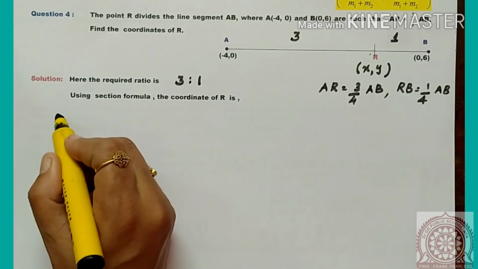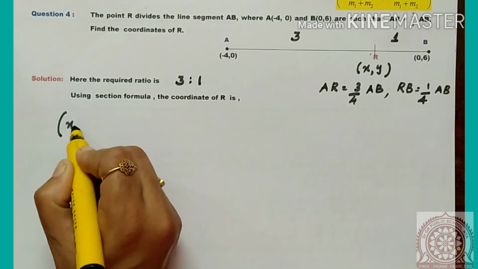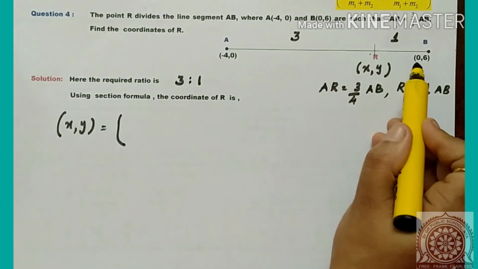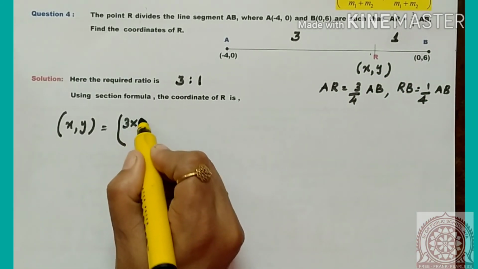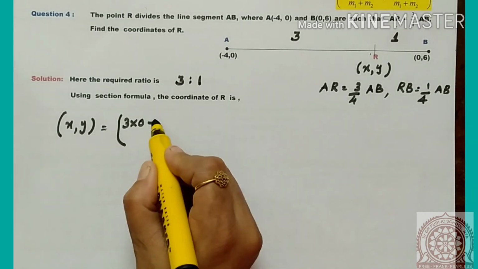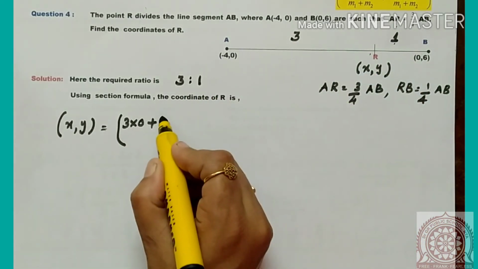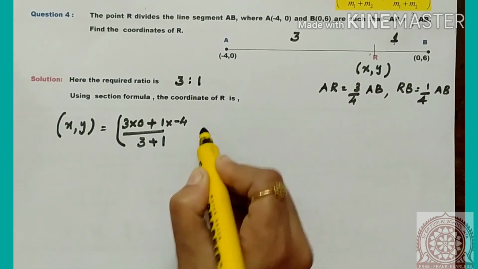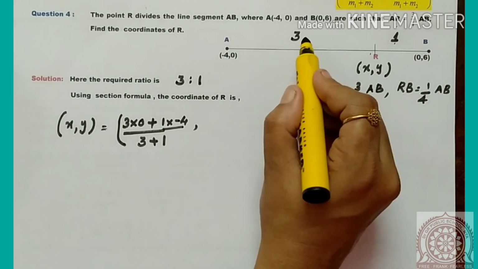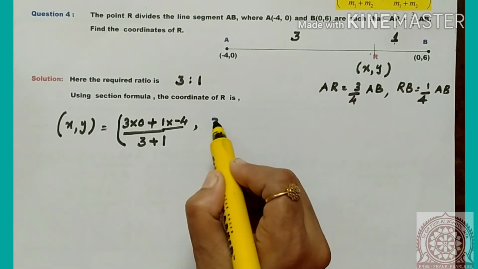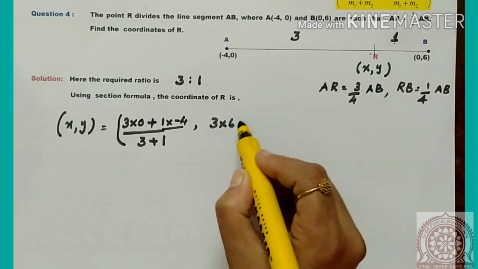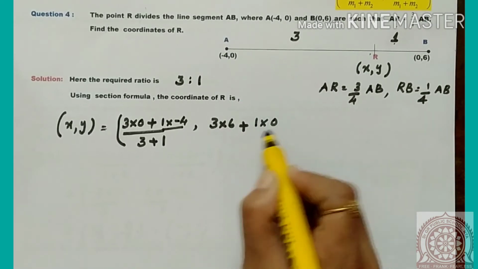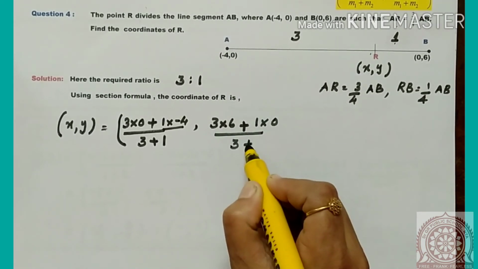By the section formula, I am going to do the direct method. x, y equals 3 into the far away x coordinate 0 plus 1 into the far away x coordinate minus 4, divided by the ratio component sum 3 plus 1, comma. Then 3 into the far away y coordinate 6 plus 1 into the far away y coordinate 0, divided by the component sum 3 plus 1.